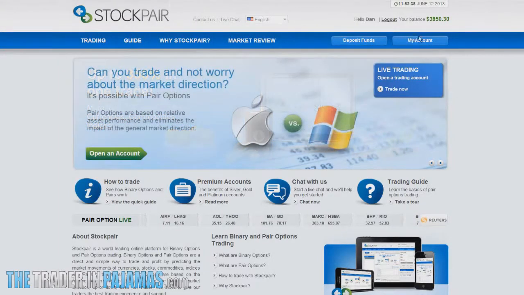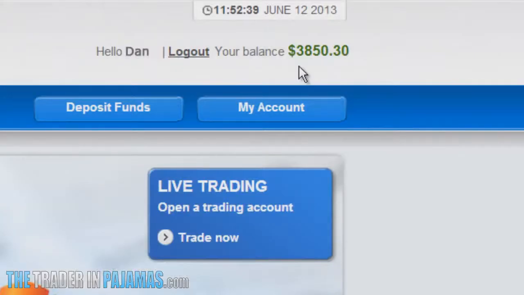Now I'm going to show you exactly how you do this. I'm going to submit a trade at $120 at step 2 instead of a $12 trade like we've been doing. You can see up at the top my account balance is $3,850.30, and it's 11:52 a.m. on the 12th of June.